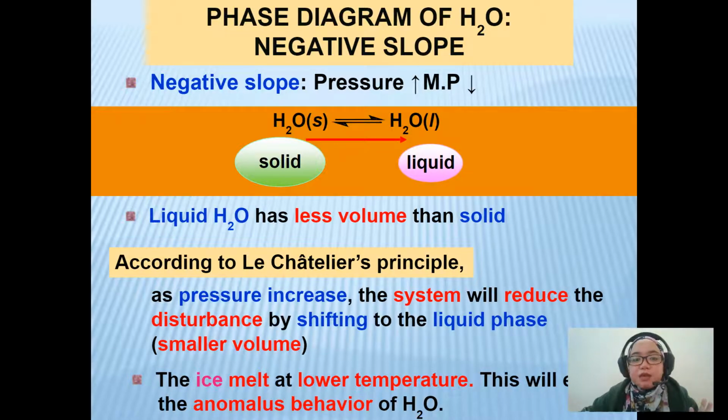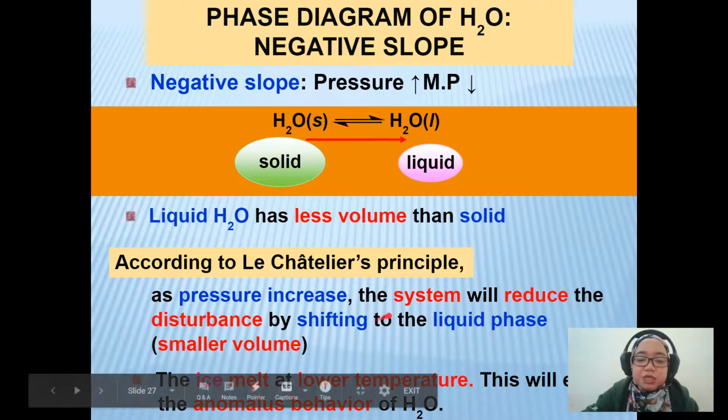Okay, because solid water is less dense, less denser than liquid water. So, when solid is less dense, it has larger volume. So, when larger volume, it favors the liquid formation of water rather than the solid formation of water. So, why? Liquid H2O has less volume than solid H2O. Remember, it will prefer the one with less volume. Okay, that is why. So, if it prefers less volume, why? According to Le Chatelier's principle, as pressure increases, the system will reduce the disturbance by shifting to the liquid phase, smaller volume. Okay.